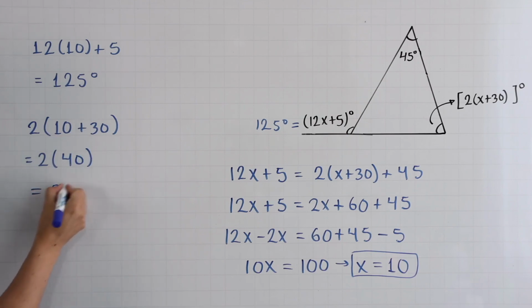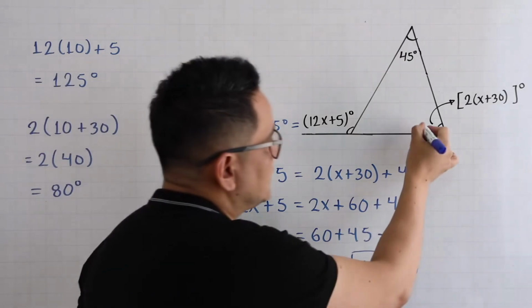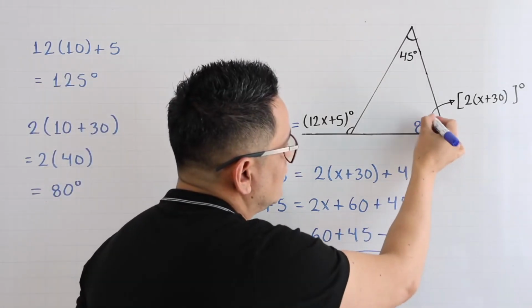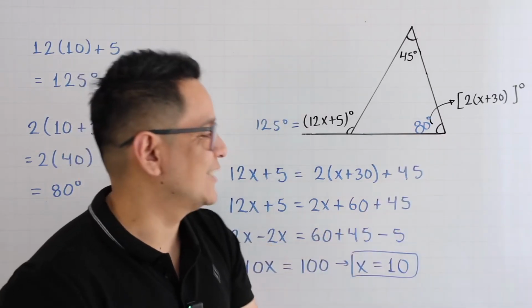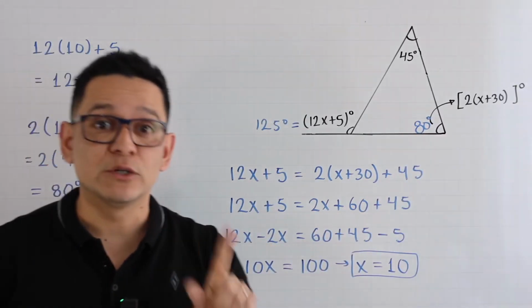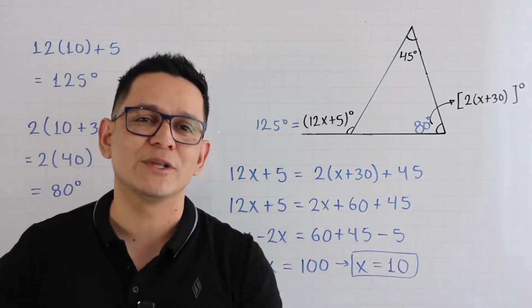Finally, 2 times 40 is 80. And now we add degrees. Done. So now we have that this angle is 80 degrees. It looked a bit messy, but there it is. 80 degrees done. Let's do the last exercise, and I'll leave you one for homework.